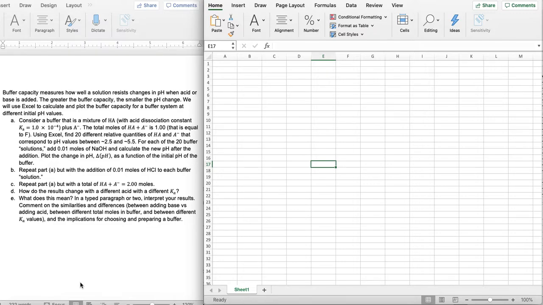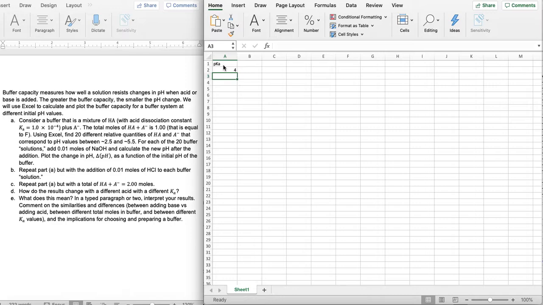So buffer capacity measures how well a solution resists changes in pH when acid or base is added. The greater the buffer capacity, the smaller the pH change. We will use Excel to calculate the buffer capacity for a buffer system at different initial pH values. So consider a buffer that has a mixture of HA and A minus, and the dissociation constant of HA is 1 times 10 to the minus 4. If the Ka is 1 times 10 to the minus 4, we pick an easy number, right? Then the pKa is just equal to 4.